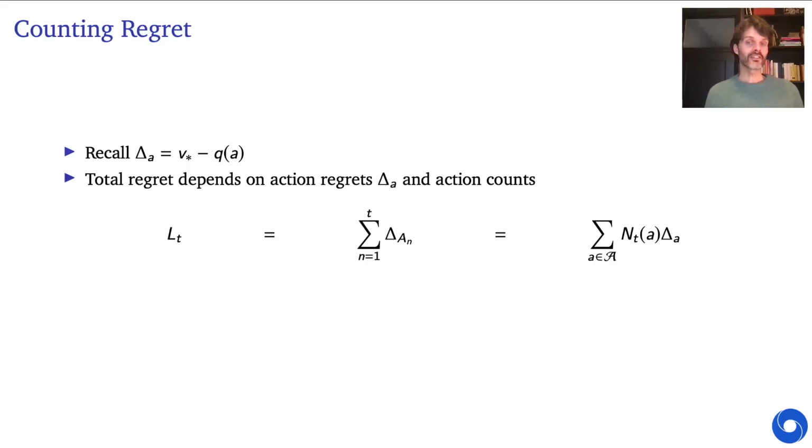This is just for analysis. We don't actually know these regrets. This is not something an algorithm uses. This is just for our analysis, that the regret is going to be equal to the summation of all the instantaneous regrets that you get at every time step.